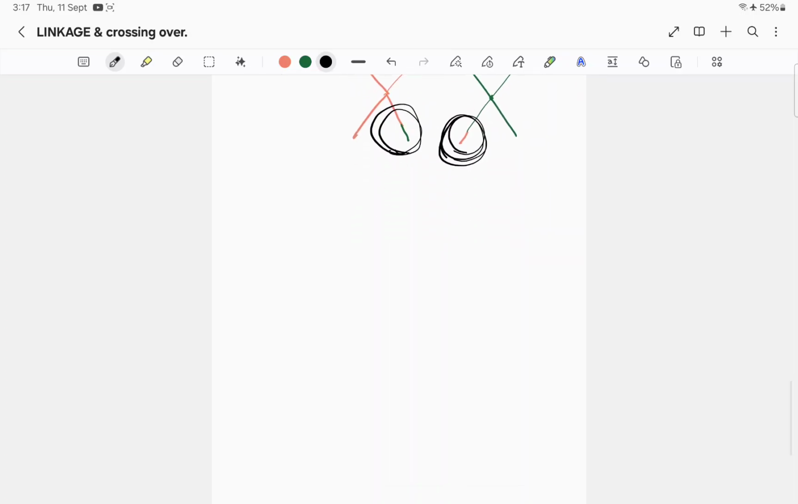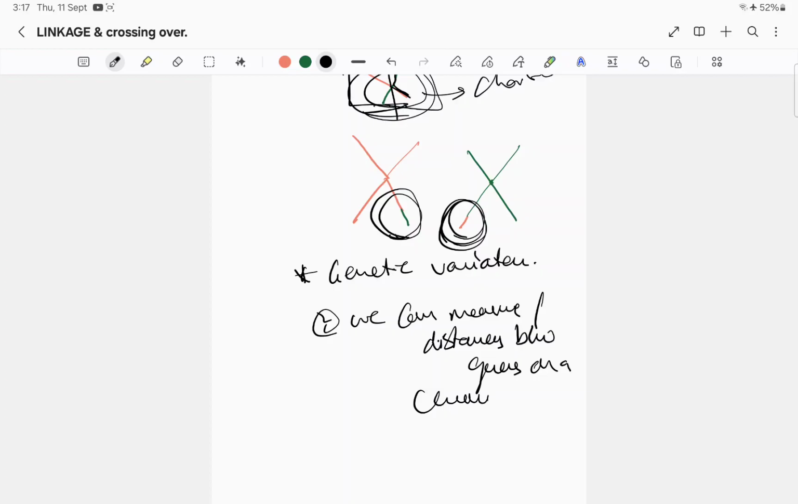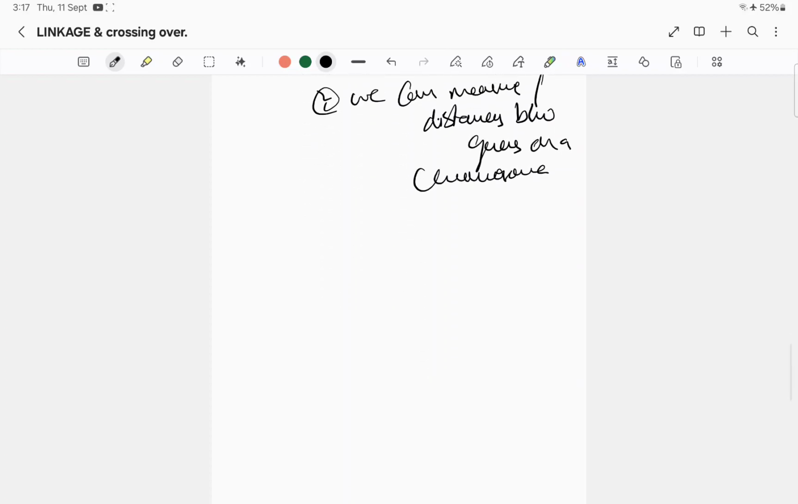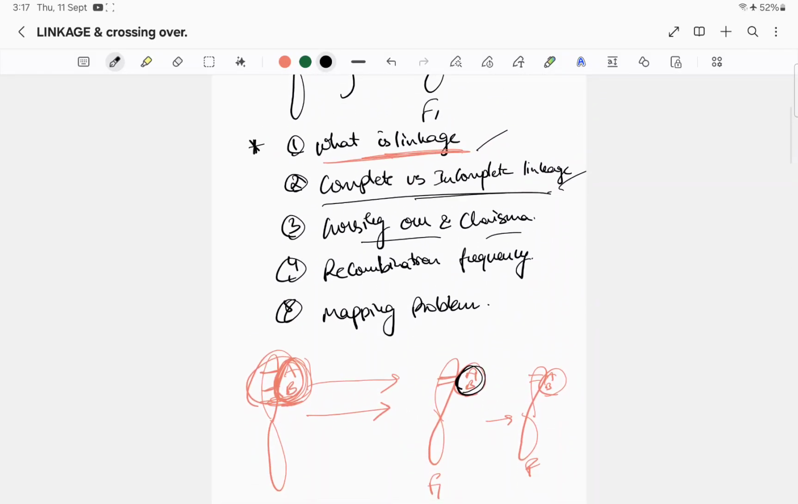So why does this crossing over matter? Crossing over generally creates genetic variation, and the second point is that due to crossing over we can measure the distances between genes. So, right, this is regarding the crossing over and chiasma formation.